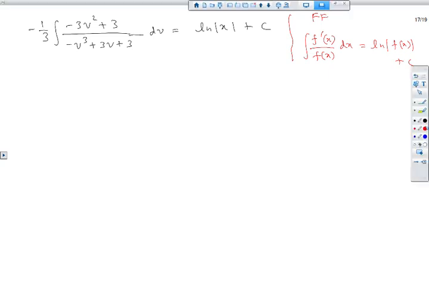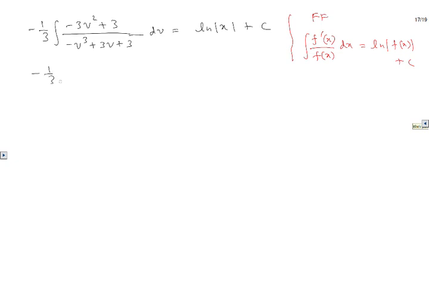Good. So using that formula we can write this one as -1/3 natural log of (-v cubed plus 3v plus 3). The reason is the top is the derivative of the bottom function, that's why we can do that.